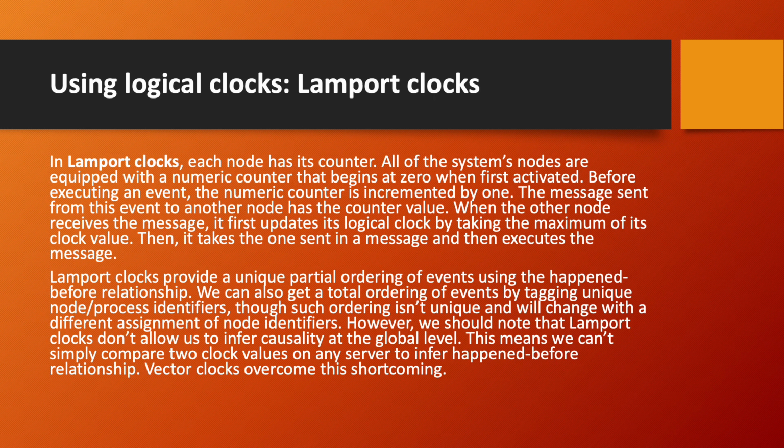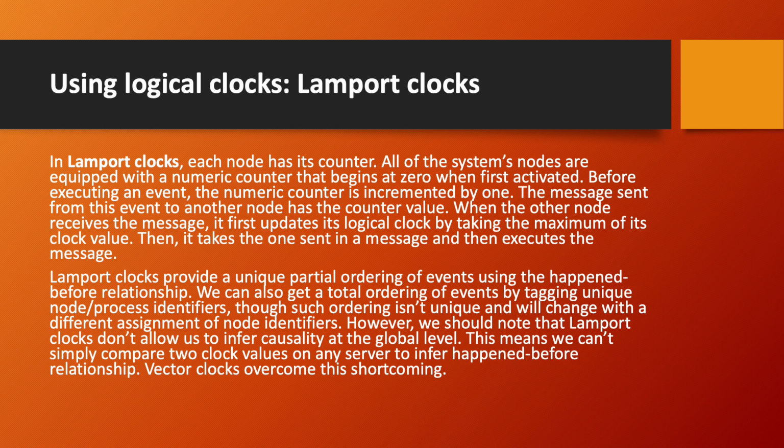The other option could be Lamport clocks, which are a form of logical clocks. Now, in Lamport clocks, each node has its counter. All of the system nodes are equipped with a numeric counter that begins at 0 when first activated. Before executing an event, the numeric counter is incremented by 1. The message sent from this event to the other node has the counter value. Then the other node receives the message. It first updates its logical clock by taking the maximum of its clock value and the one in the message, increments it by 1, and then executes the message.